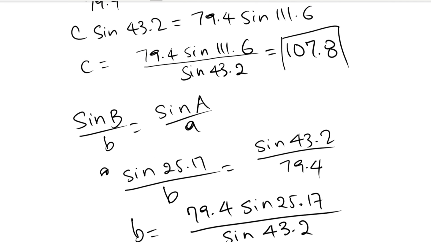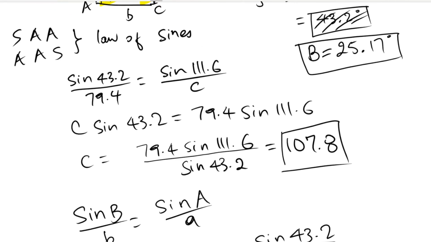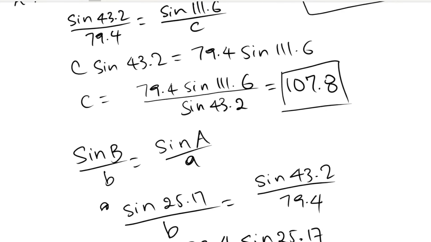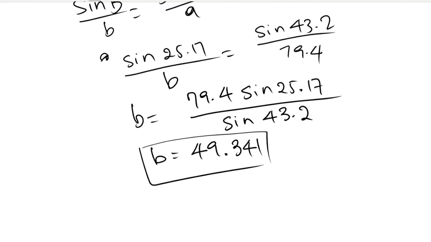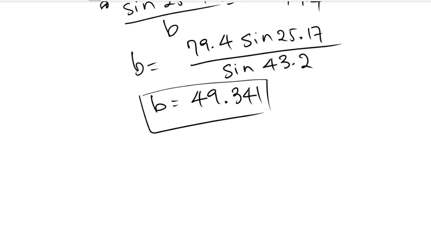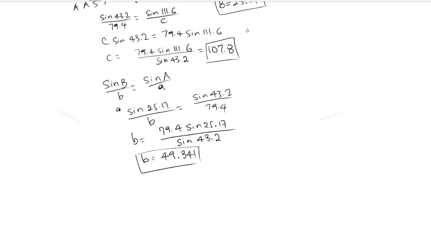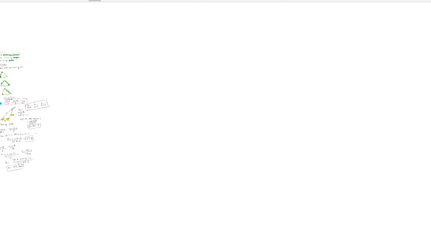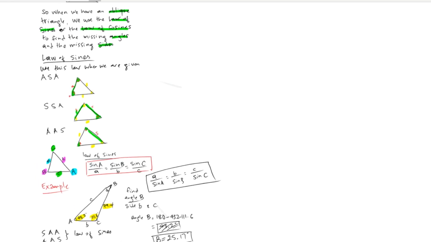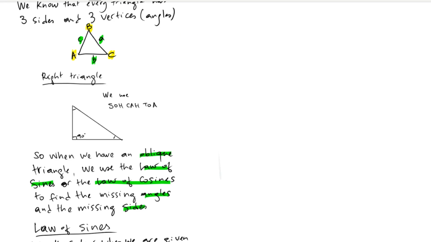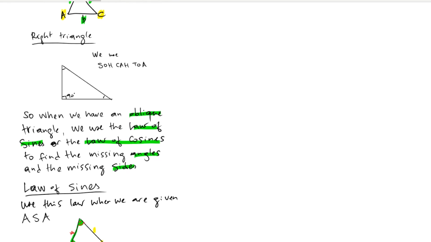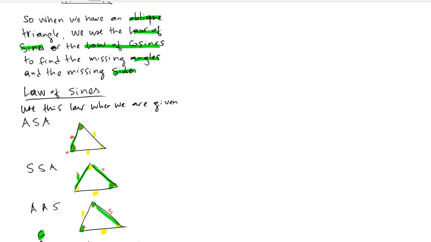Basically, I'm looking for my missing numbers. So I found the angle B, the side C, and the side B. That's how you use the law of sines. This is all the work here, so you can go back from the beginning and find out what we have been doing. Once again, this was the law of sines.